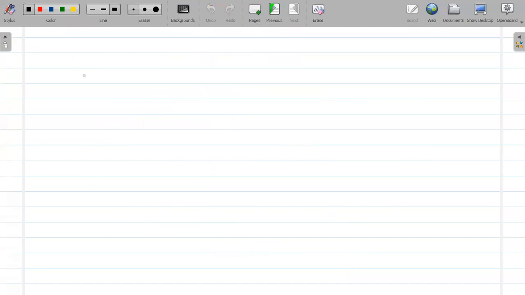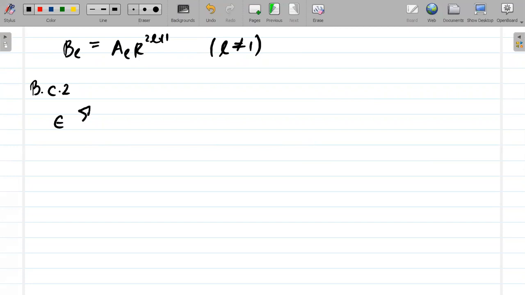We have B_L. So, i-generalize na lang natin. A sub L R to the 2L plus 1, for L not equal to 1. I-write lang natin yan. Yan yung usual class na result natin. Now, let's look at boundary condition 2. That is epsilon summation L equals 0 to infinity L, A_L, R raised to L minus 1, P_L of cos theta. That is equal to negative E naught cos theta.